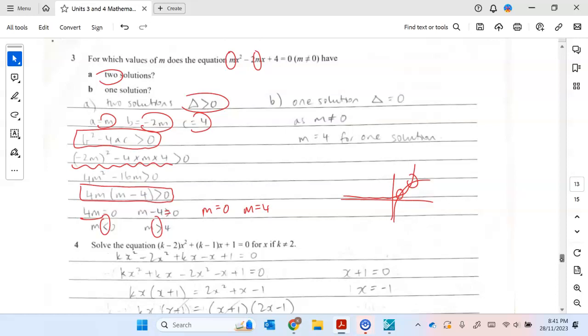Now these inequality signs always can cause a bit of a headache. What we basically have to check is when the equation is true. So we want it to be greater than 0.